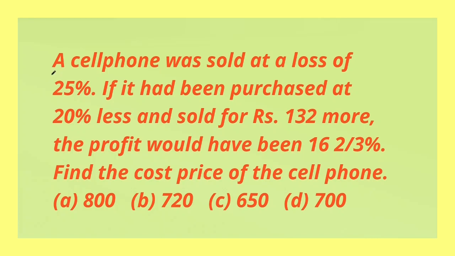Our question is, a cell phone was sold at a loss of 25%. If it had been purchased at 20% less and sold for rupees 132 more, the profit would have been 16 whole and 2 upon 3%. Find the cost price of the cell phone. The given options are option A 800, option B 720, option C 650, option D 700.